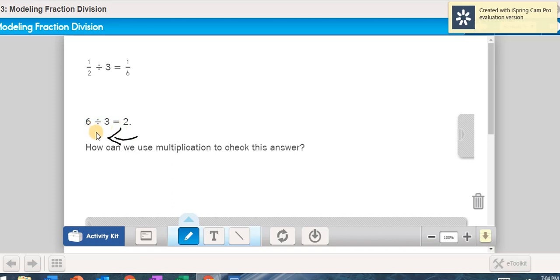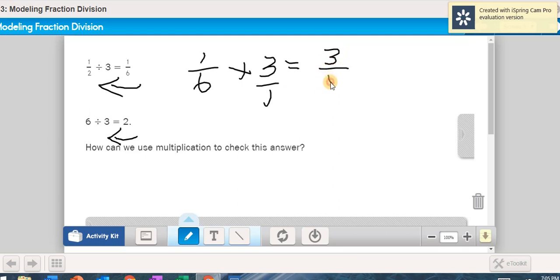So we're going to use the opposite operation of division, which is multiplication. 2 times 3 gives us 6. For this one, we're going to do exactly the same thing to check it. We're going to say 1/6 times 3 equals what? Well, we know whole numbers are over 1, and when multiplying fractions, we go straight across. So 1 times 3 is 3, and 6 times 1 is 6. And 3/6 can be simplified, or we know it's equivalent to 1/2, and that was our beginning fraction. So we just checked it using multiplication, and yes, we were correct.